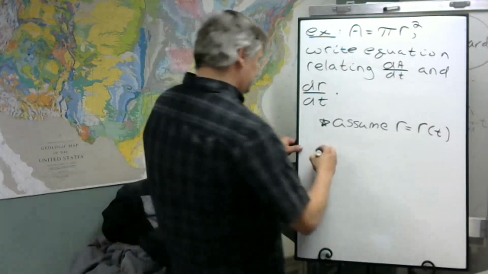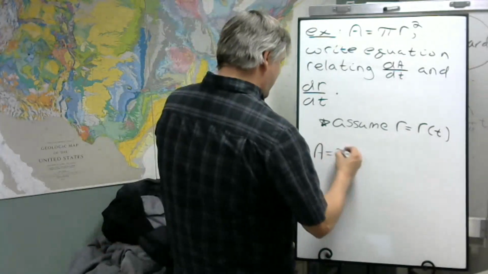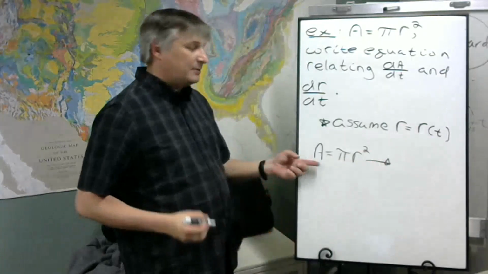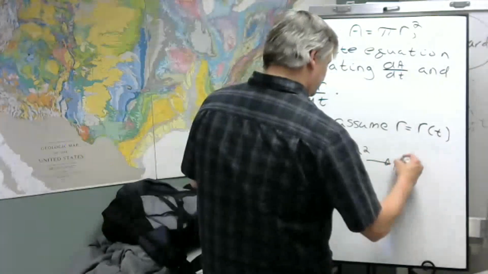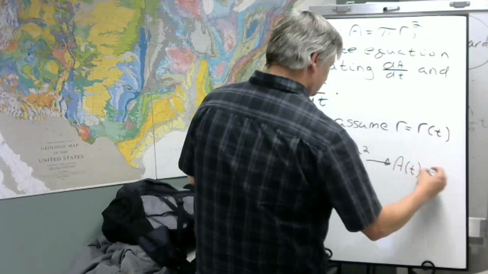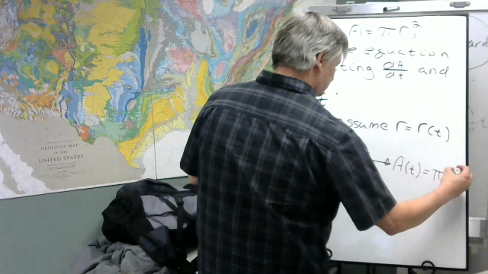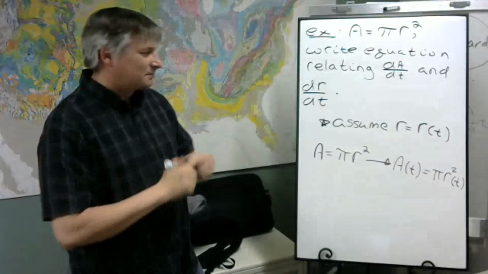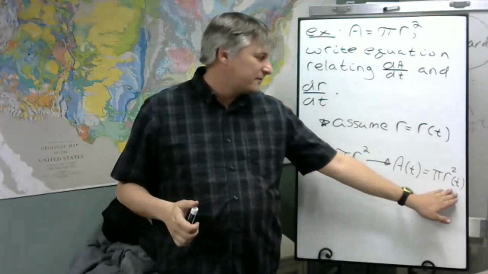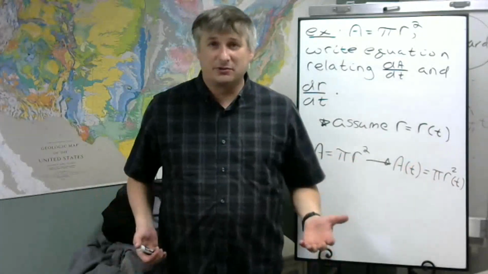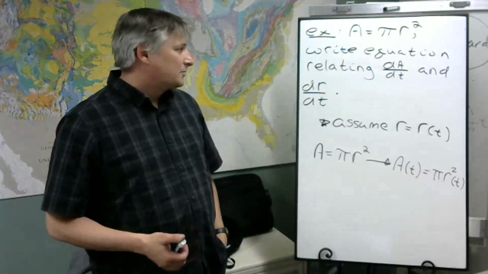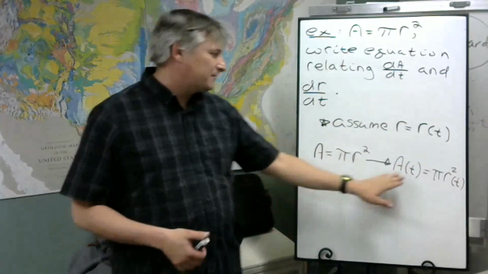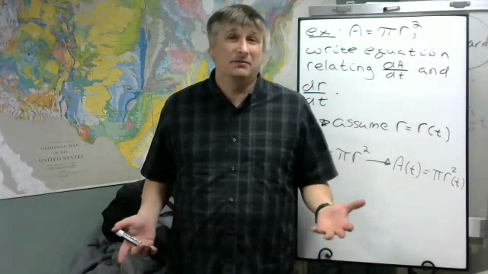So that means A is now also going to become a function of T. So because R is now a function of T, now A is a function of T. So we want dA dt and dr dt. Well, these are functions of T. We can take the derivative of these.